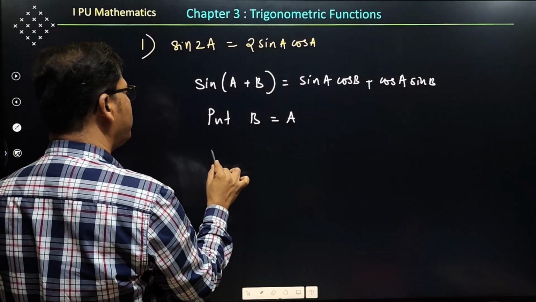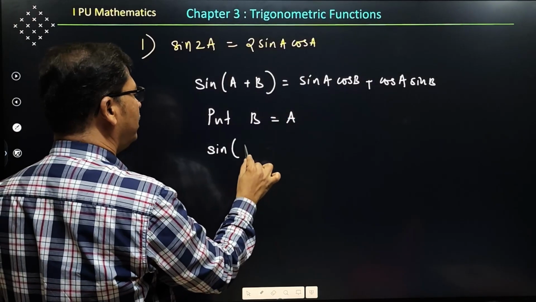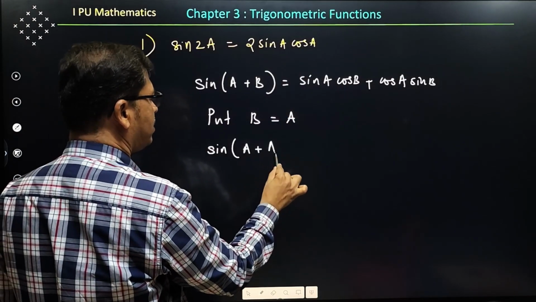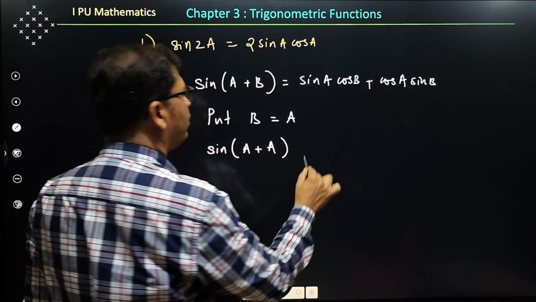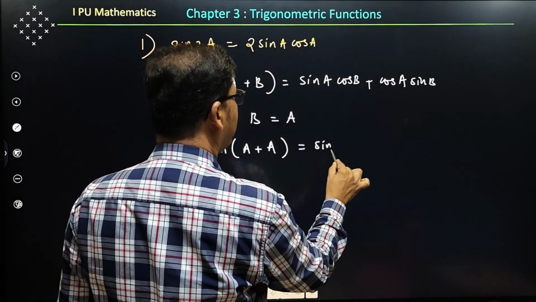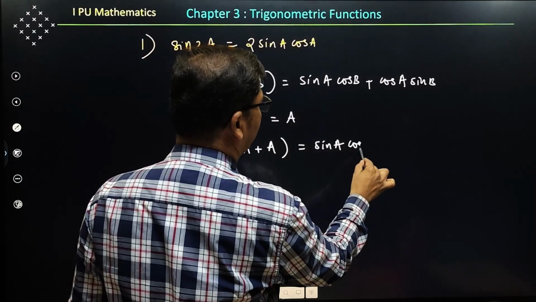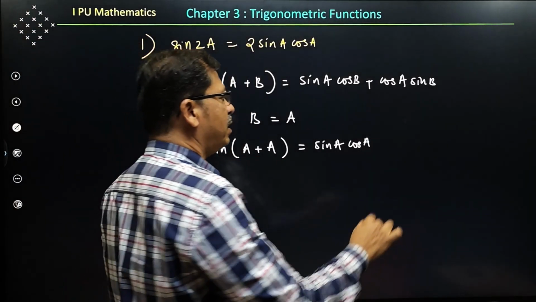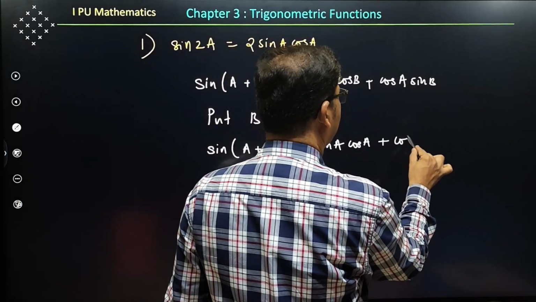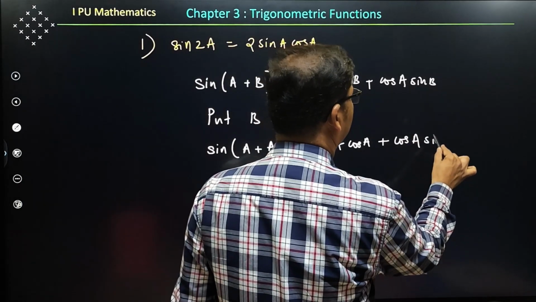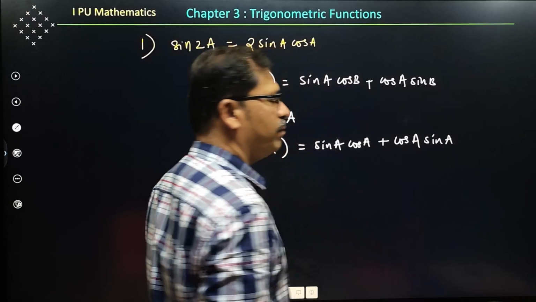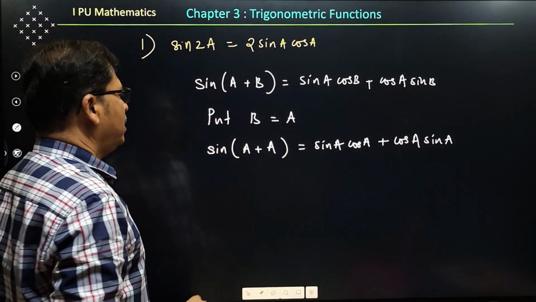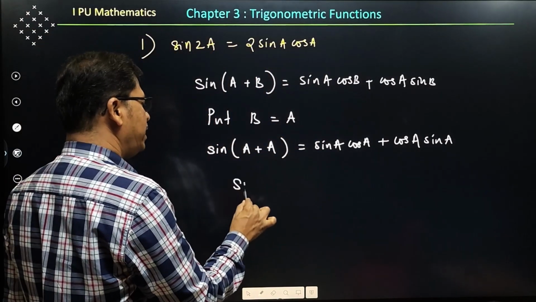So the above result reduces to what here? Sin of A plus A is equal to sin A into cos A, B is replaced by A. Next plus cos A is there. Next sin B is there, that B you replace by A here. Isn't it? So sin A plus A is leading to how much here?